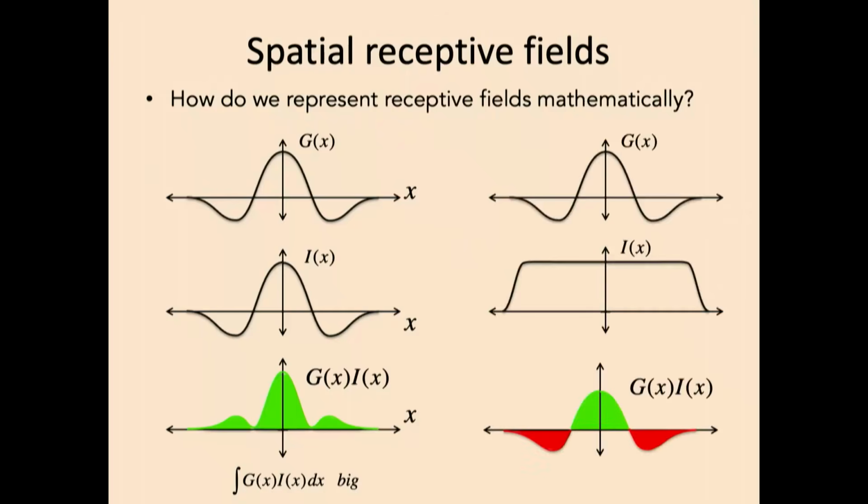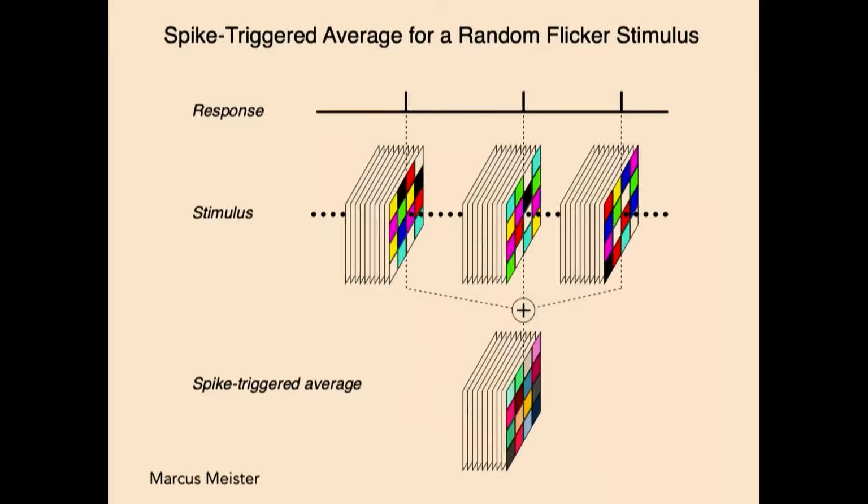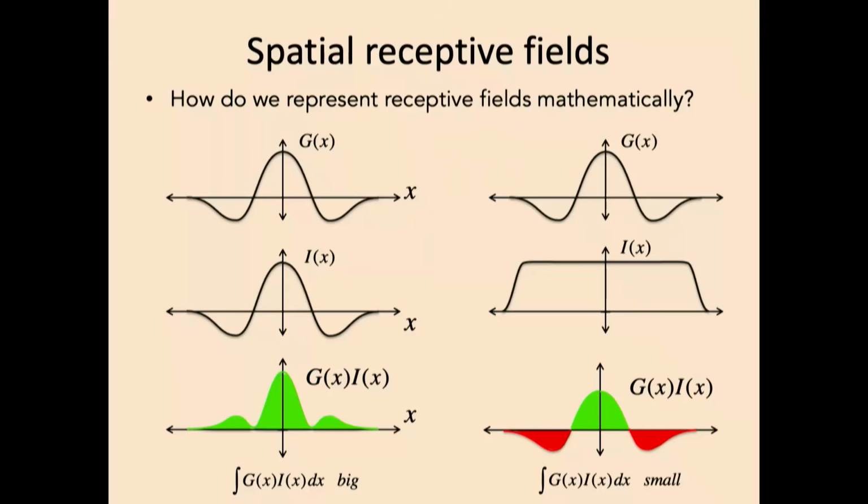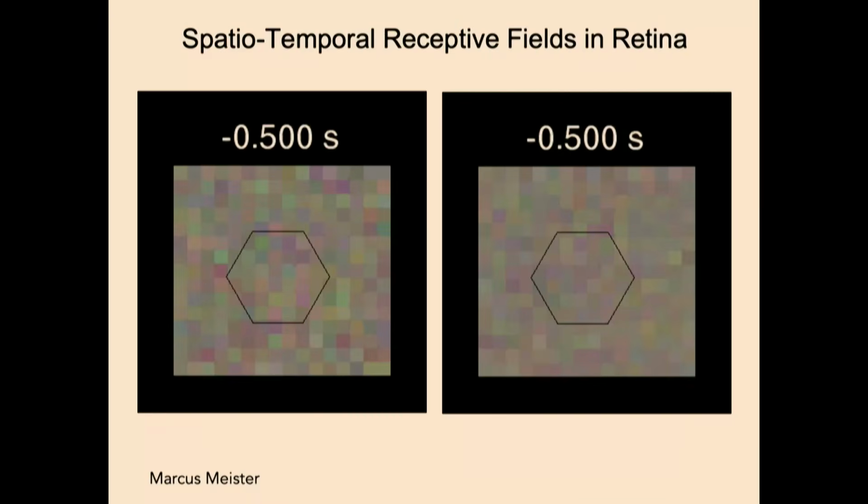This is how you would evaluate a filter at one particular point in space. That would be one receptive field at one particular location. Any questions about that? I should have said, this is how you would evaluate the filter response, and this is how you measure it.